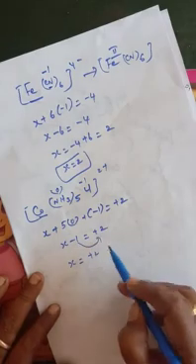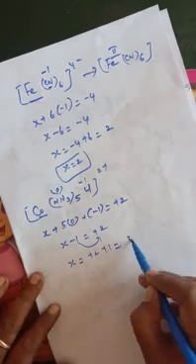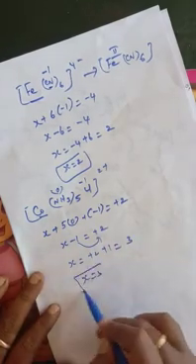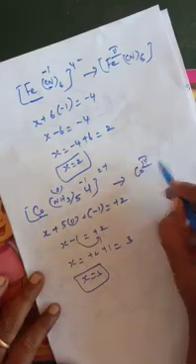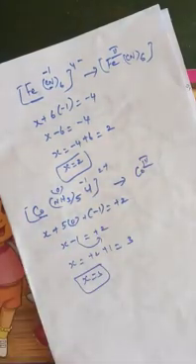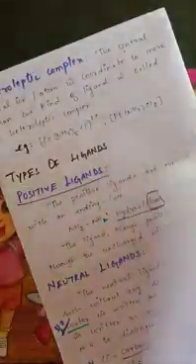So the oxidation number of cobalt is 3. So this way we are going to calculate the oxidation number. This is known as the oxidation state of the central metal ion. Right? Next we are going to see the types of complexes.